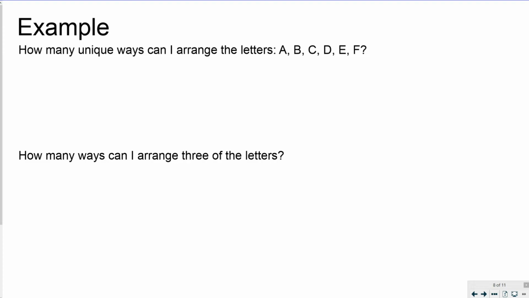Okay, how many unique ways can I arrange the letters A, B, C, D, E, F? So 1, 2, 3, 4, 5, 6. So I have n equals 6 here. And the word arrange is kind of my tell that order matters.